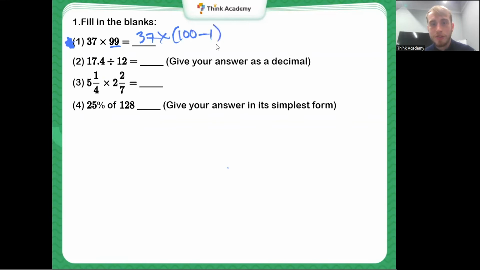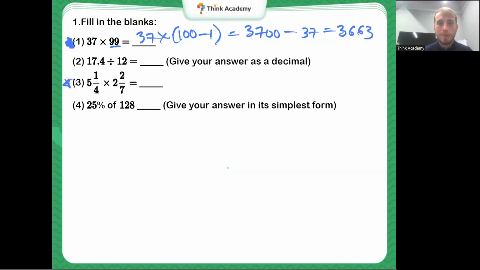And then we can use our distributive law to multiply by everything inside. So this is just equal to 3,700 minus 37 there, which we can even do in our head and get 3,663. So we need to watch out for those ones. The other one that people found difficult was this fraction one.